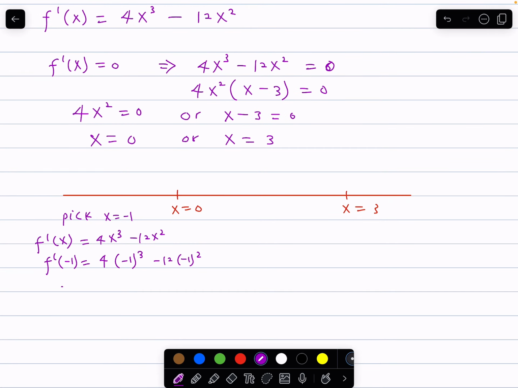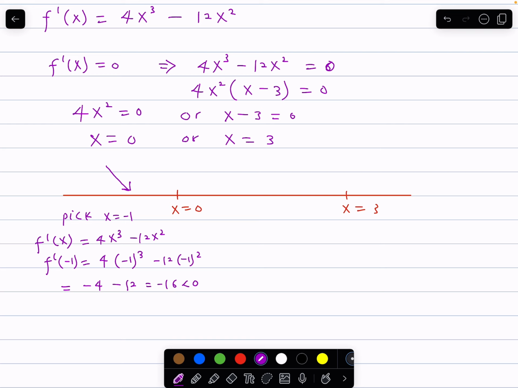So this is just going to be negative 4 minus 12. This is negative 16. This is less than 0. So on this interval, since my first derivative is less than 0, it is decreasing.